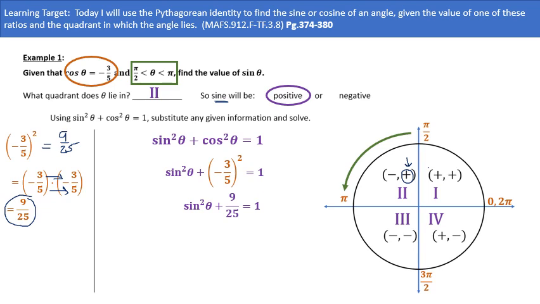We want to figure out what sine is, so we have to get sine squared by itself. So what do we have to move? We have to move that 9 over 25. Do the opposite of what you see. It's a positive 9 over 25, so I'm going to subtract both sides by 9 over 25. But there's a problem. We can't subtract 1 and 9 over 25 because they don't have the same denominator.